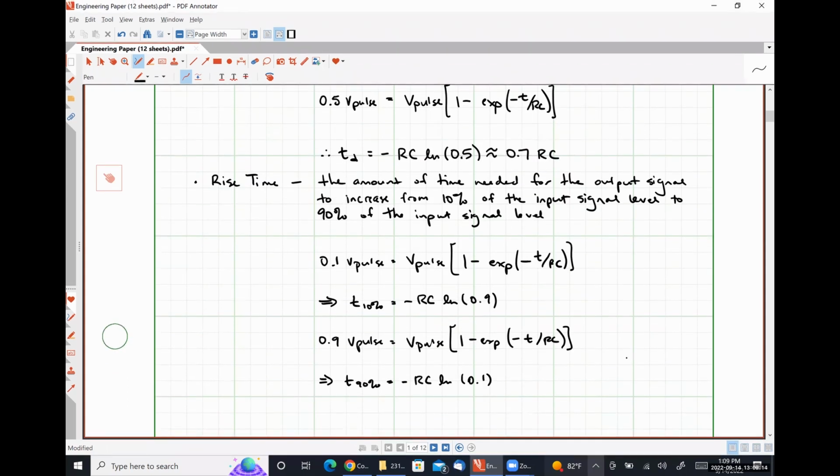And then our rise time is t 90% minus t 10%, which will approximately be 2.2 times RC, the time constant for our RC network. Okay. So that's how things worked out specifically for a single first order RC network. Now we have to apply our transmission line theory.